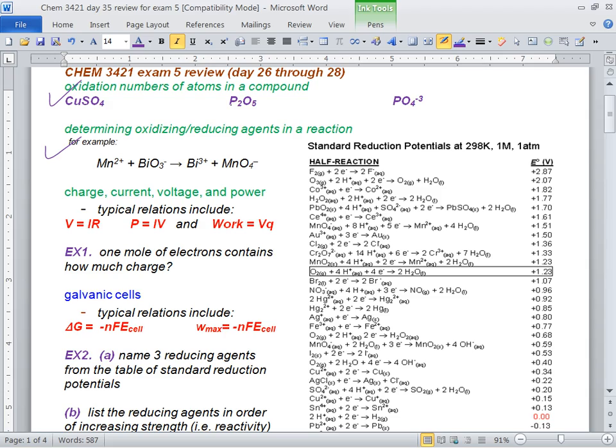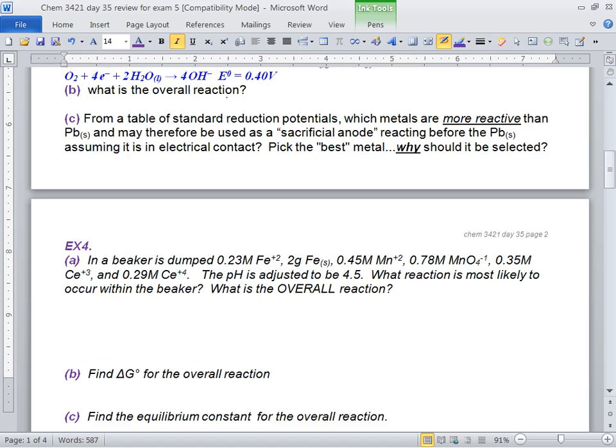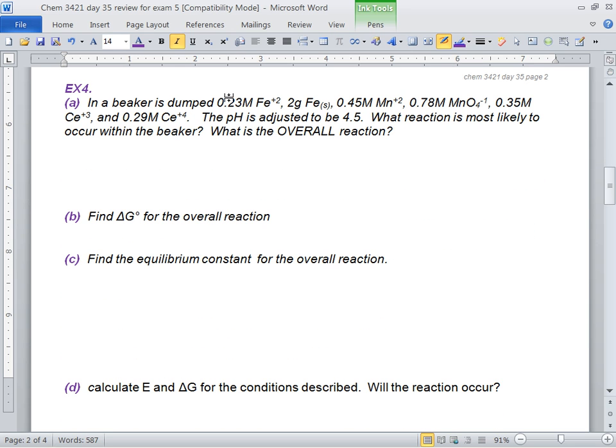Yeah, I like example 4A. Example 4A. Okay. In a beaker is dumped all this stuff. What reaction is most likely to occur?